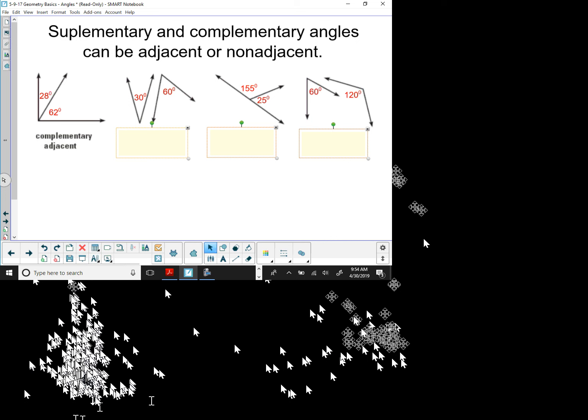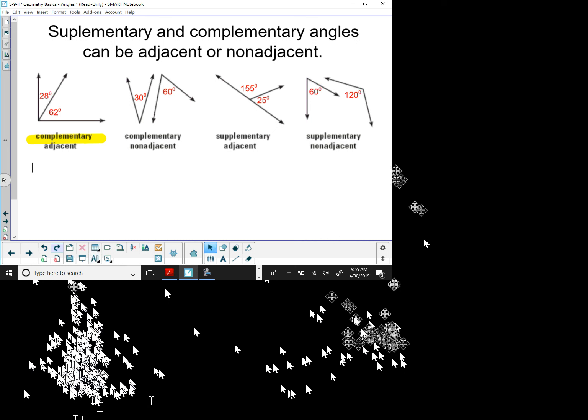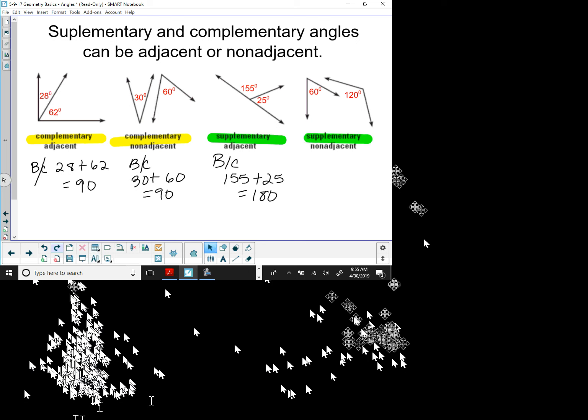The first two are complementary adjacent. The next two are complementary non-adjacent. The next two, those are complementary and adjacent, or supplementary and adjacent. The last one is supplementary, but they are not adjacent. Okay, this one is complementary because 28 plus 62 is 90. This one is supplementary because 155 plus 25 is 180. That one is complementary because 30 plus 60 is 90. And then the last one is supplementary because 60 plus 120 is 180.